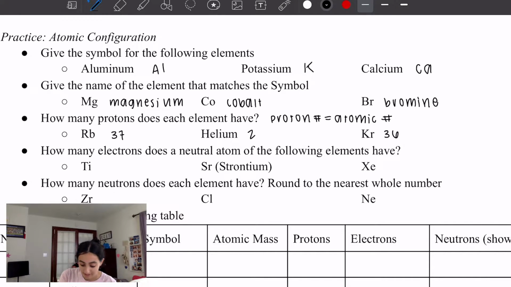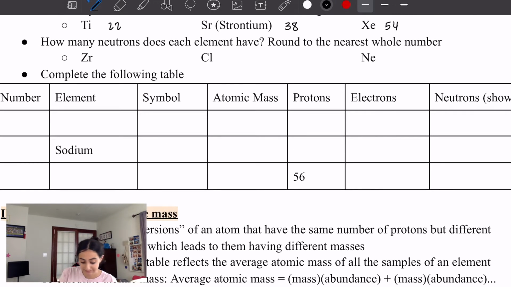How many electrons does a neutral atom of the following elements have? So Ti, titanium, fourth row, fourth column, has 22 electrons, because remember, in a neutral atom, protons equal electrons. They're the same number of both. Sr, or strontium, there are 38 protons, which means a neutral atom will have 38 electrons. Xenon has 54 protons and 54 electrons. Remember, I'm getting these numbers of electrons from the atomic number, which is equal to the protons and the electrons in a neutral atom.